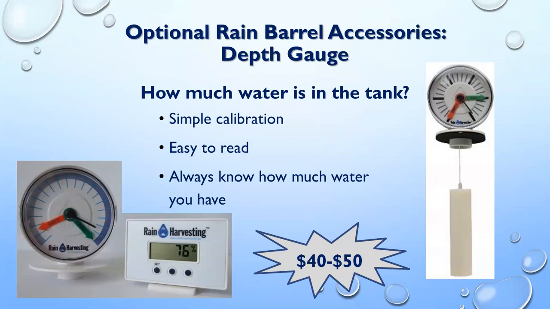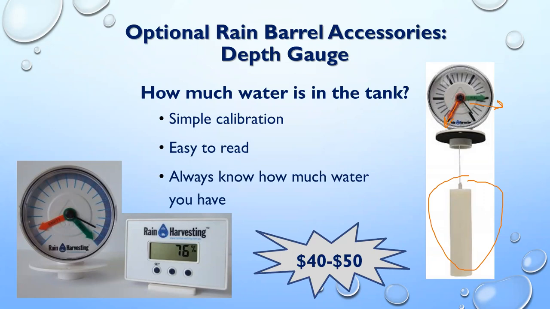Or you can install this little floating device, and it's just a float on a string, and you set the gauges, so you decide where empty is going to be and where full is going to be on your system. And then that float will float and tell you what percentage you have full. You can also, for a little bit more money, get one with a digital system.